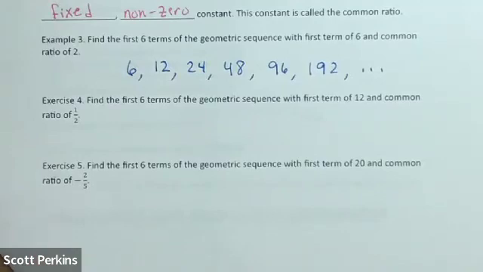All right, so what I would like you to do is exercise 4. I give you a different first term, a different common ratio, and you're going to do the first 6 terms of that sequence, please.